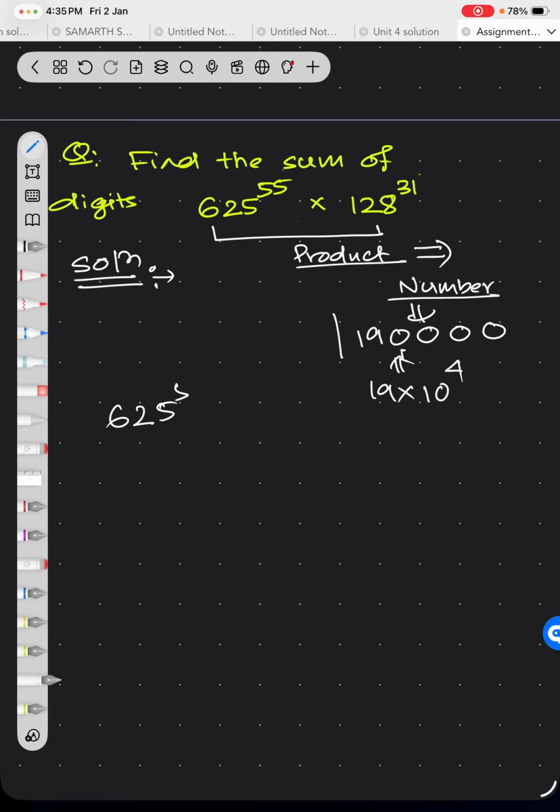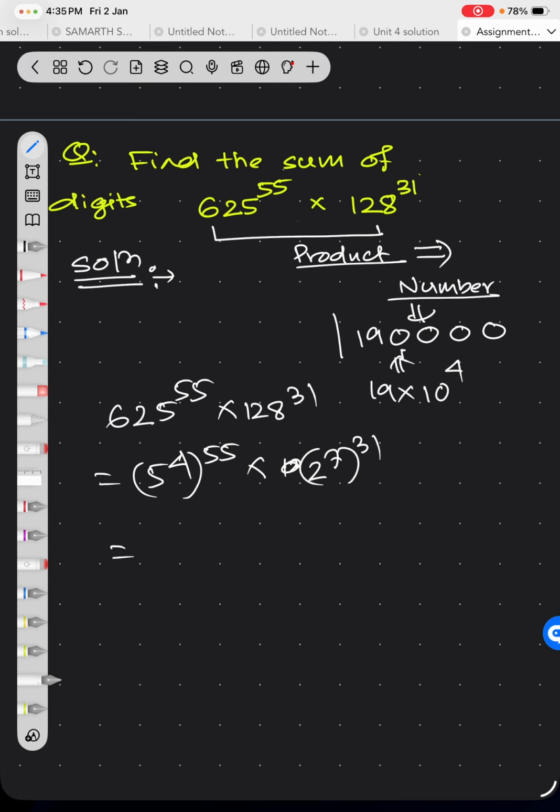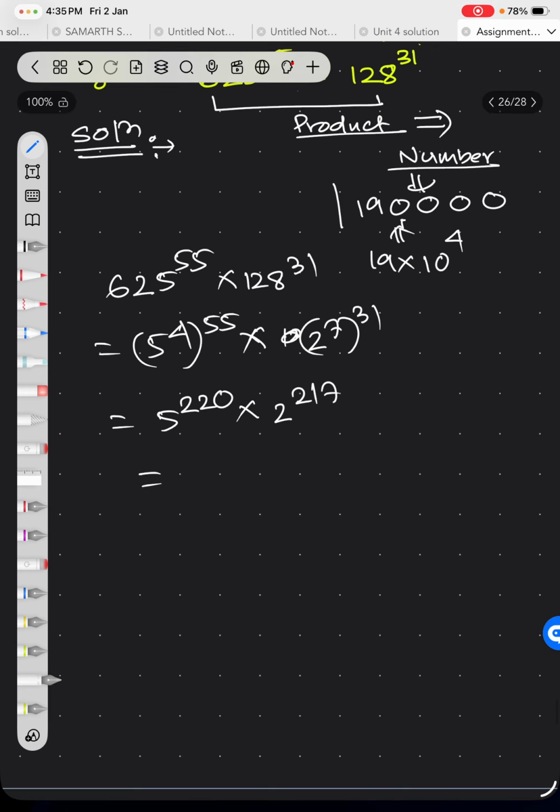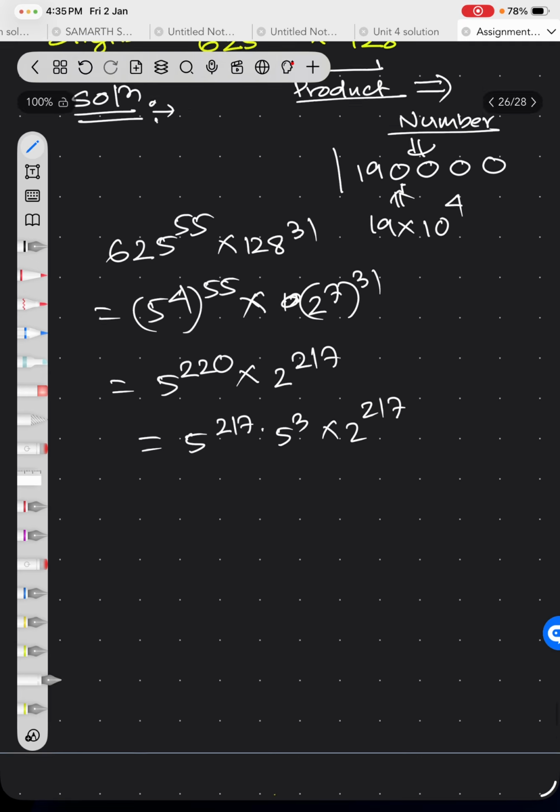So 625 whole to the power 55 and 128 whole to the power 31 can be written in this way. 5 to the power 4 whole to the power 55 into 128, which can be written as 2 to the power 7 whole to the power 31. After simplification, this can be written as 5 to the power 220 into 2 to the power 217, and 220 can be written as 217 plus 3, so 5 to the power 217 into 5 to the power 3, and 2 to the power 217, which is already present here.